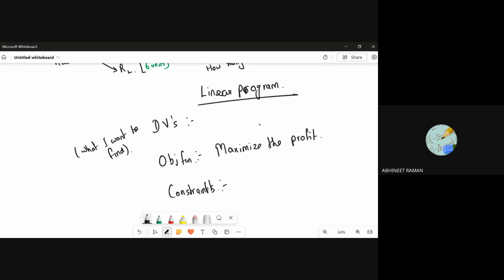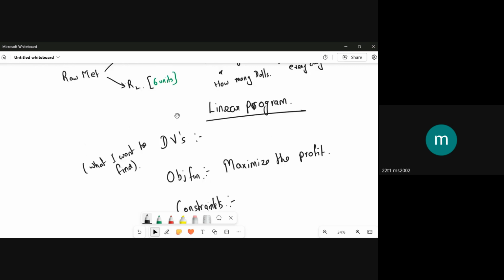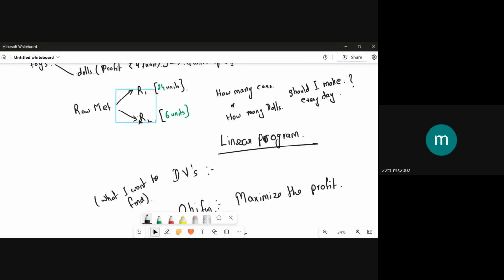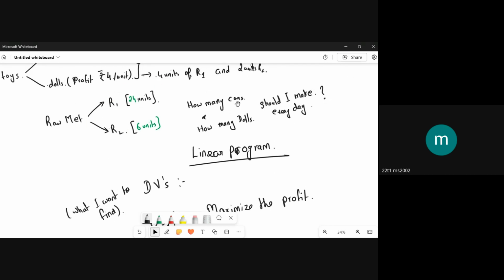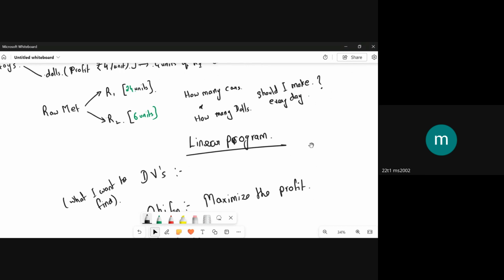R1 and R2. Number of cars and number of dolls. I don't want to find out R1 and R2. R1 is given as 24, R2 is given as 6. I want to find out how many cars I should make every day and how many dolls I should make every day. So that is what I want to find out. So that will become the decision variables.